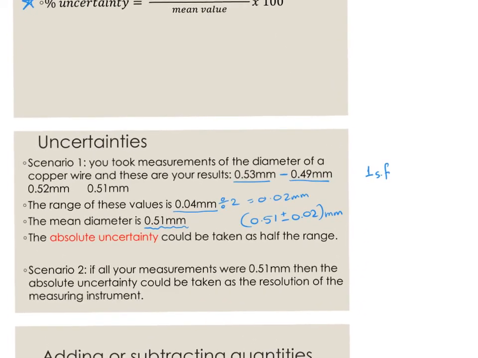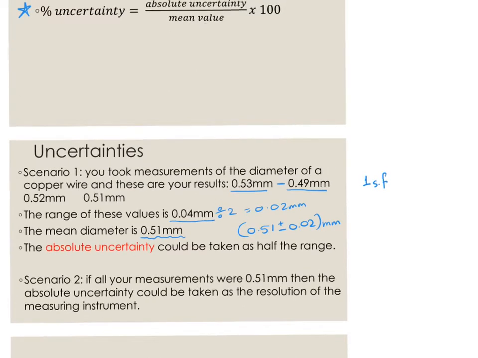Now, if all of the measurements you took were all the same, 0.51 millimeters, then your absolute uncertainty should be taken as the resolution of the measuring instrument. In this case, if you could only measure to 0.01 millimeter, then it will be 0.51 plus or minus 0.01 millimeters. And that's because you cannot possibly know what the number there will be if you don't have that part on your actual measuring instrument.